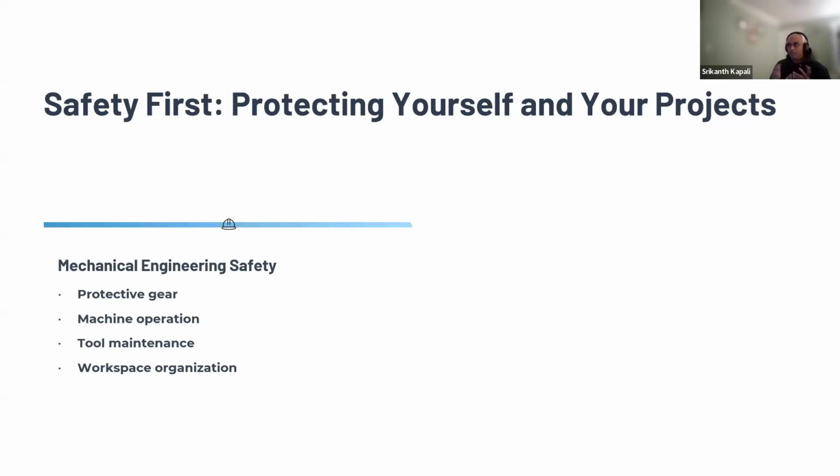Again, I came back to safety first. You have to protect yourself and your projects because that's of the utmost importance. So when you're working on mechanical engineering equipment, always wear protective gear like eyeglasses and gloves. Always make sure that you're trained to use the machinery that you're using. Keep the area around the machinery clean. Make sure there's nothing blocking you from either going away from the machine or towards the machine.